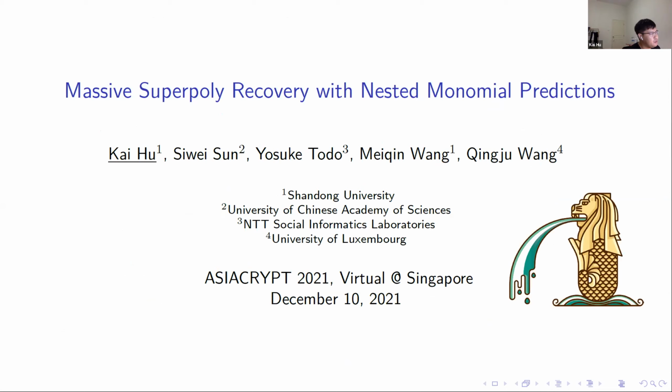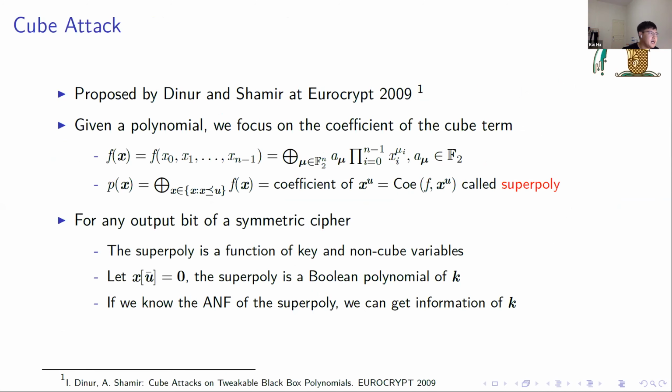Thank you for the introduction. My name is Kai Hu, and this paper is called Massive Superpoly Recovery with Nested Monomial Predictions. This is joint work with Siwei Sun, Yosuke Todo, Meiqin Wang, and Qingju Wang. Cube attack was proposed by Dinur and Shamir at Eurocrypt 2009. Given a polynomial, we can focus on the coefficient of a so-called cube term. This polynomial is called the superpoly, and it will be simpler than the original polynomial.